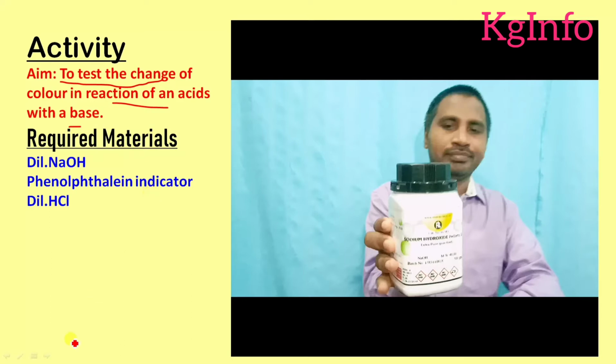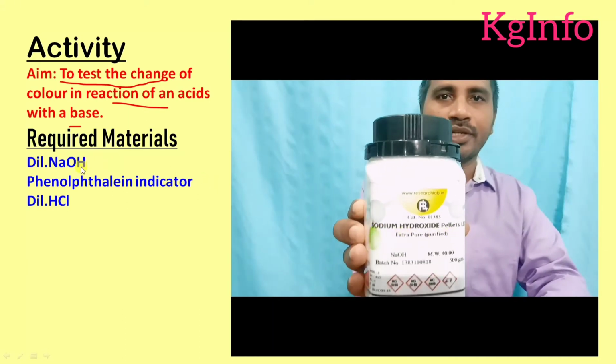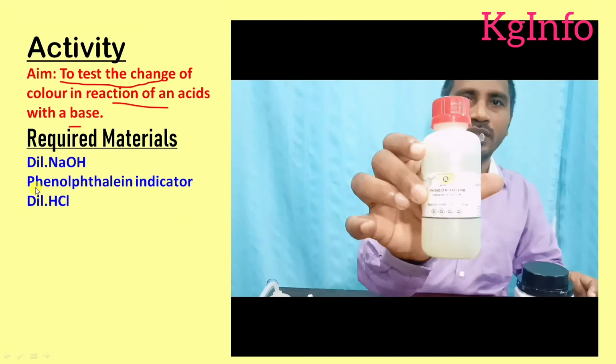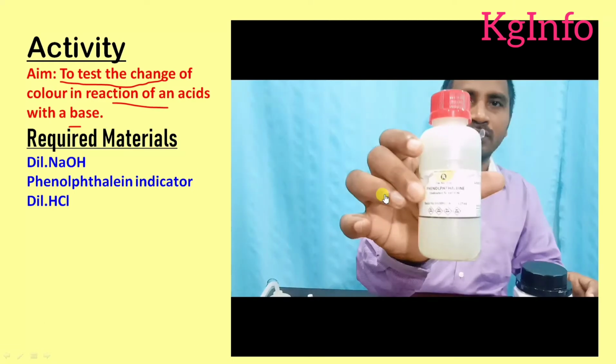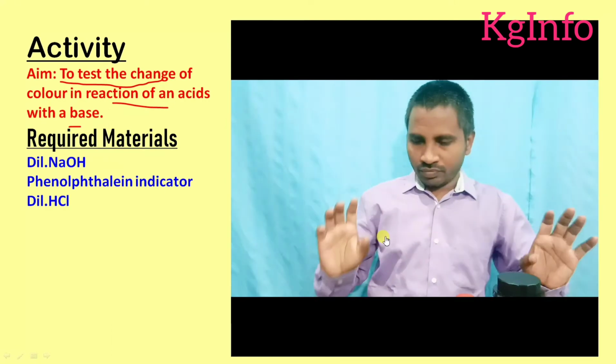What are the required materials? The required materials are dilute sodium hydroxide, then phenolphthalein indicator, and the next required material is dilute hydrochloric acid. These are the required materials to do this activity. So, children, let me explain the procedure of how to do this experiment.